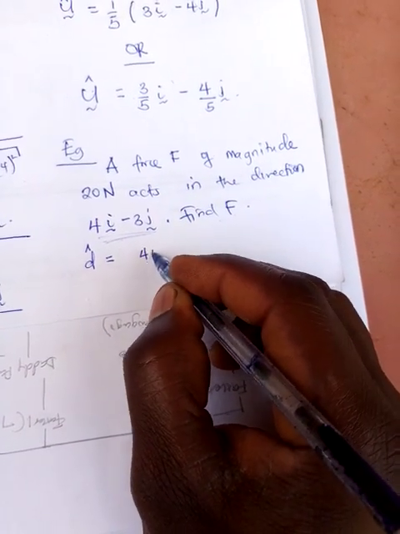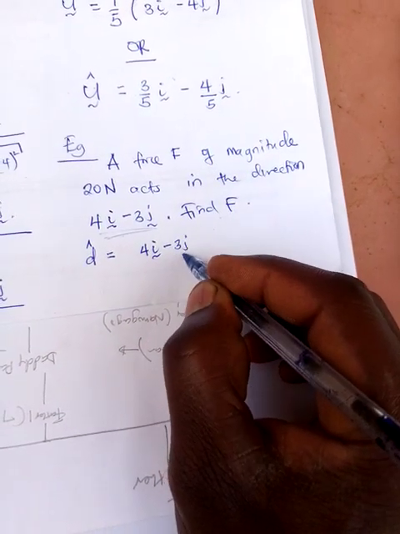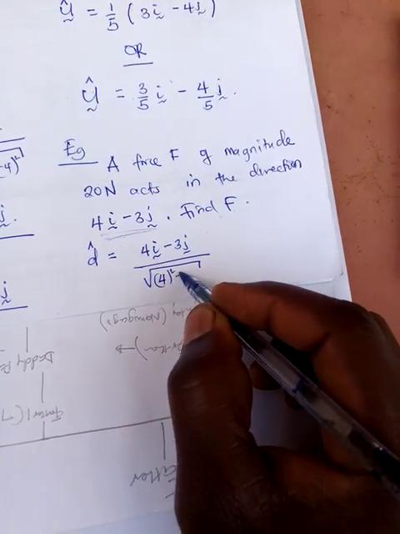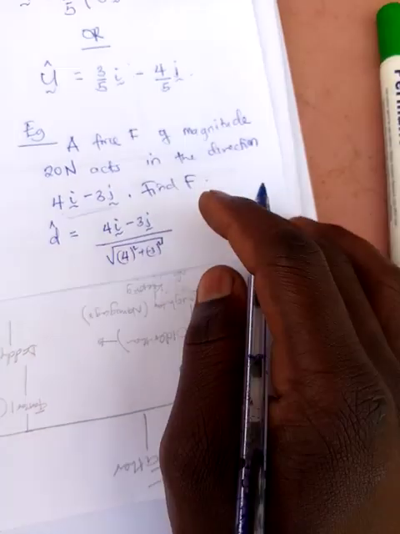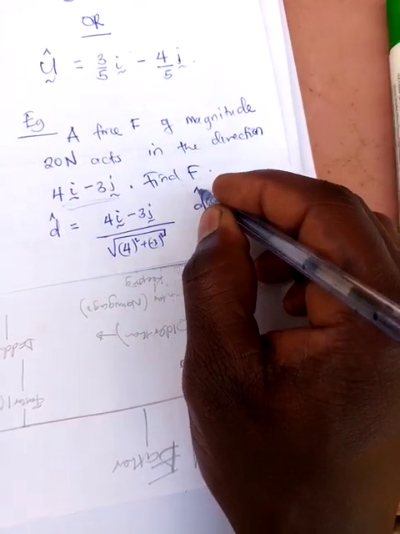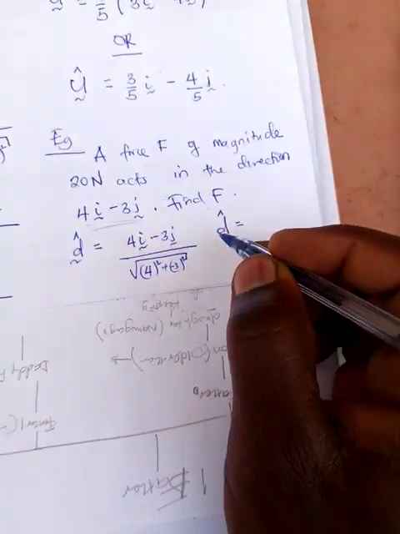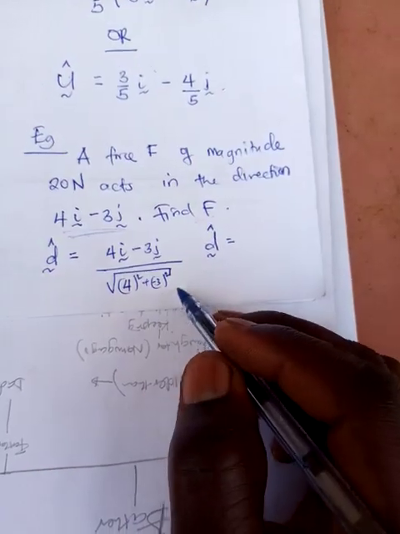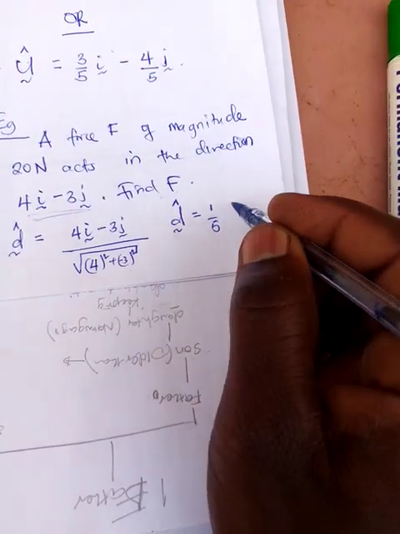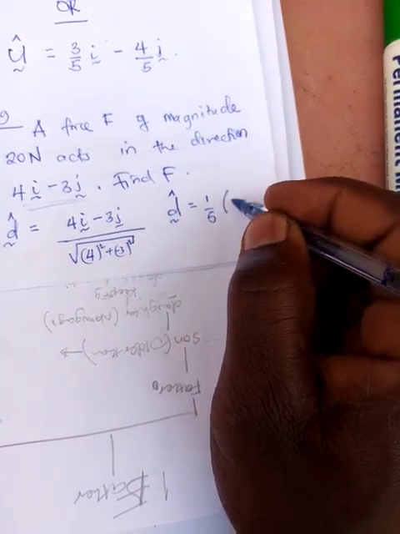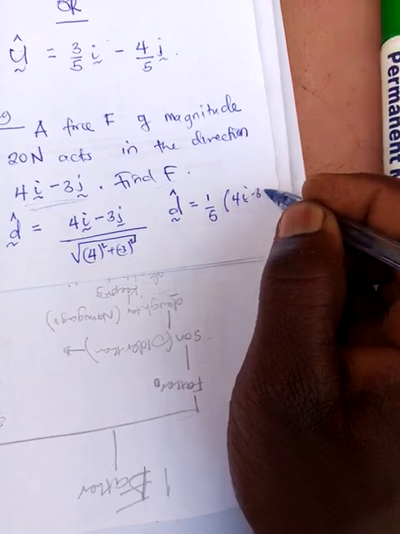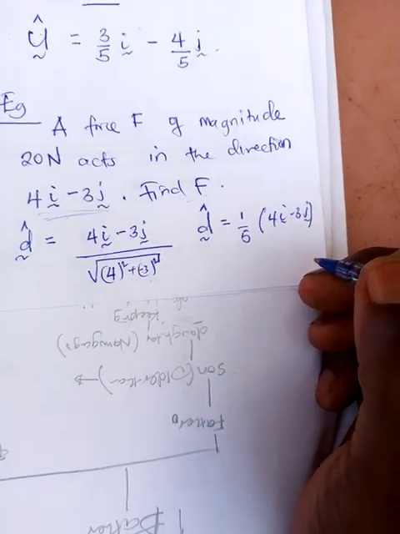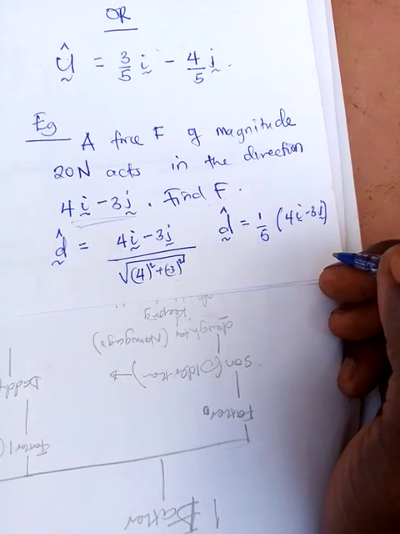the direction vector 4 in i, negative 3 in j, out of the square root of 4 squared plus negative 3 squared. And our unit vector in direction will be, this is 16 plus 9, 25. 1 out of 5 into 4 in i and negative 3 in j. That is the unit vector.